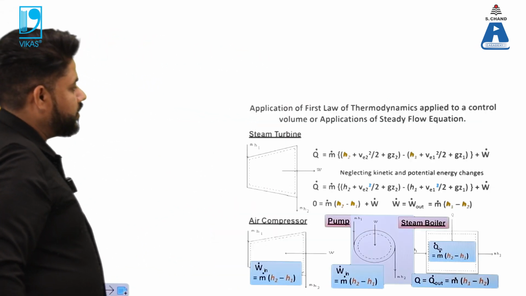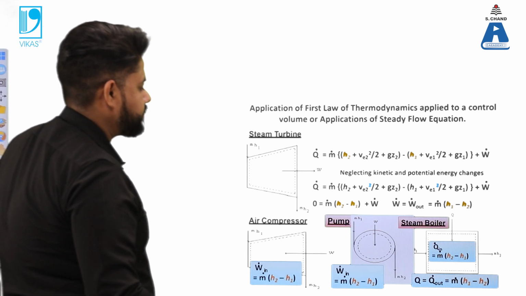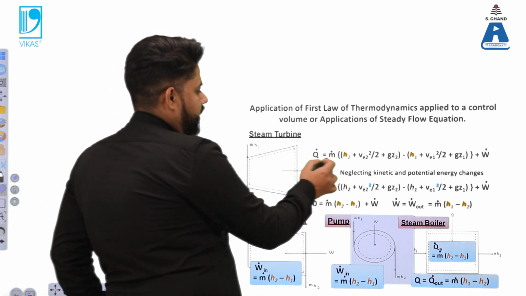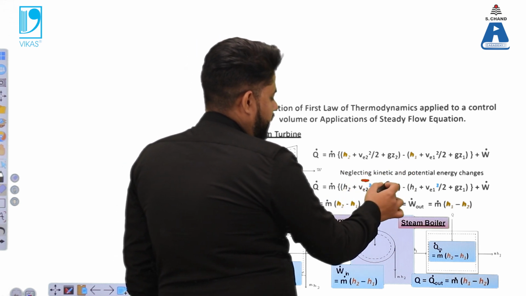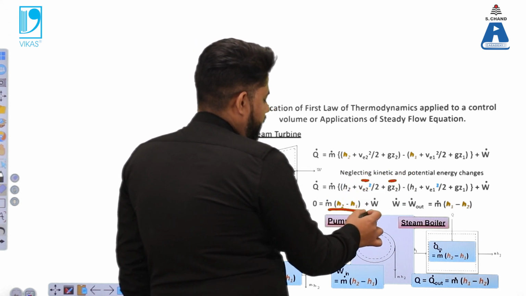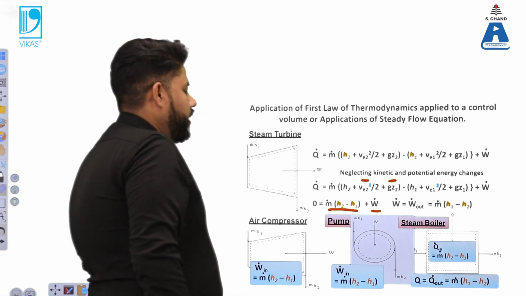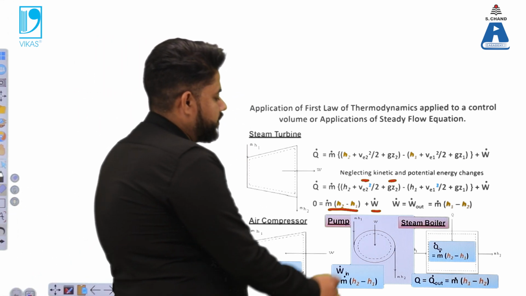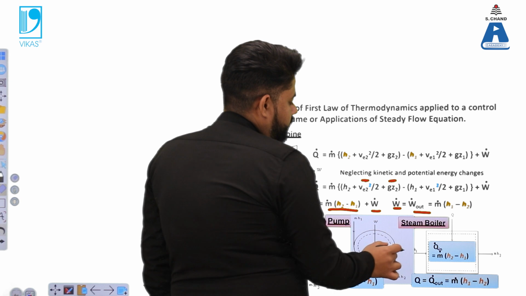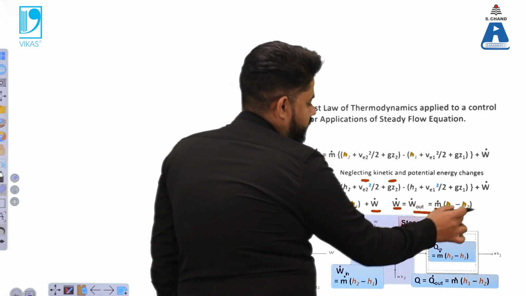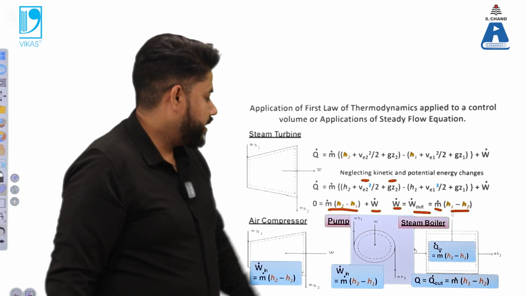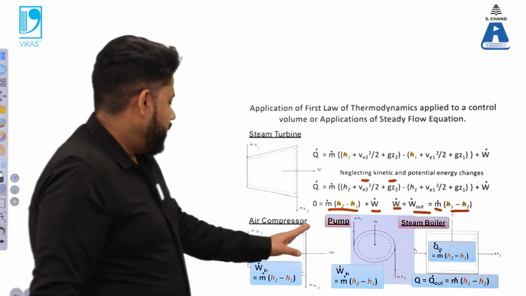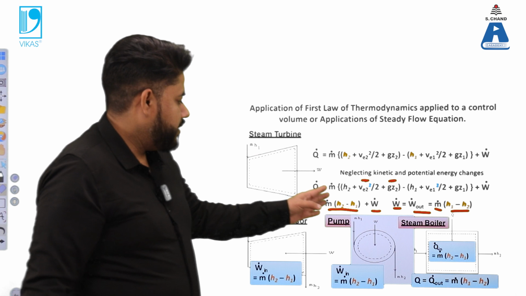But if we want to consider certain cases like this formula we have, and we neglect the kinetic energy and the potential energy, then we are only left with this particular formula, in which you can say that work, which is equal to output work, is m(h1 minus h2) or m(h2 minus h1). That is particularly for the case of steam boilers, air compressors, steam turbines or pumps.